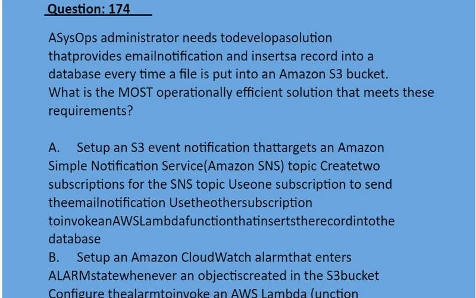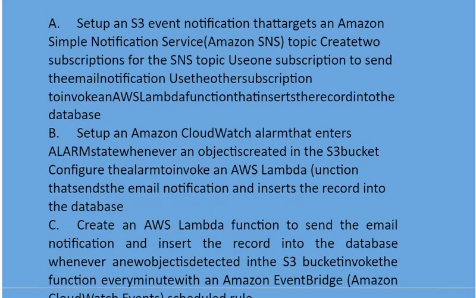record into the database. Option B, set up an Amazon CloudWatch alarm that enters alarm state whenever an object is created in the S3 bucket. Configure the alarms to invoke an AWS Lambda function that sends the email notification and inserts the record into the database.